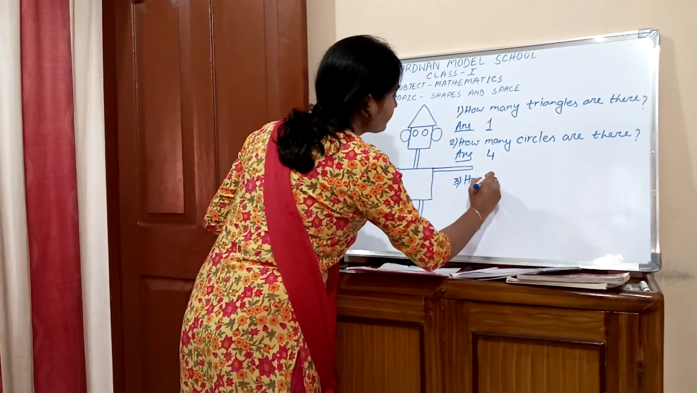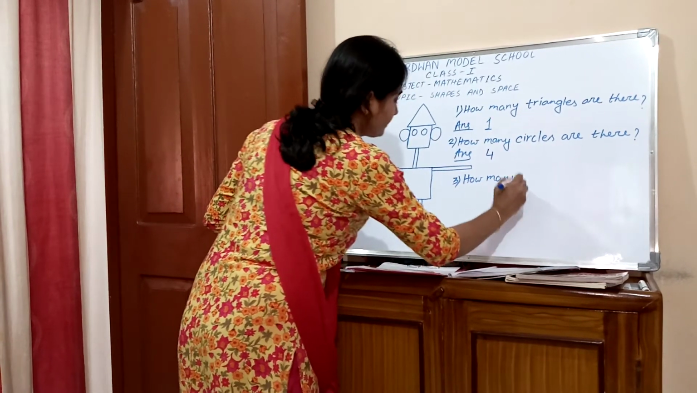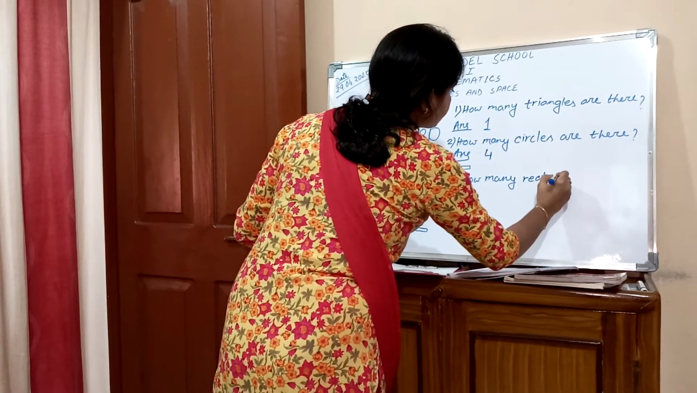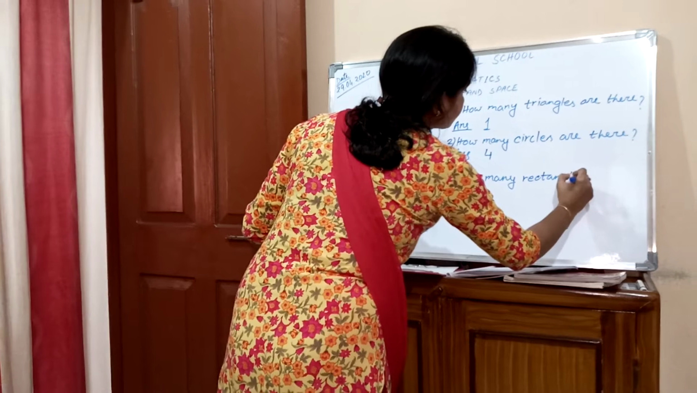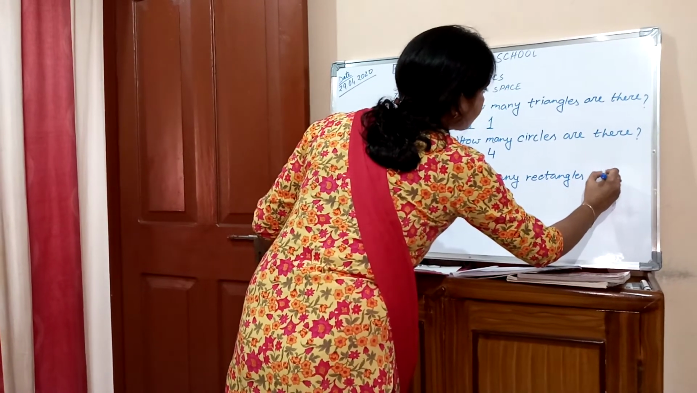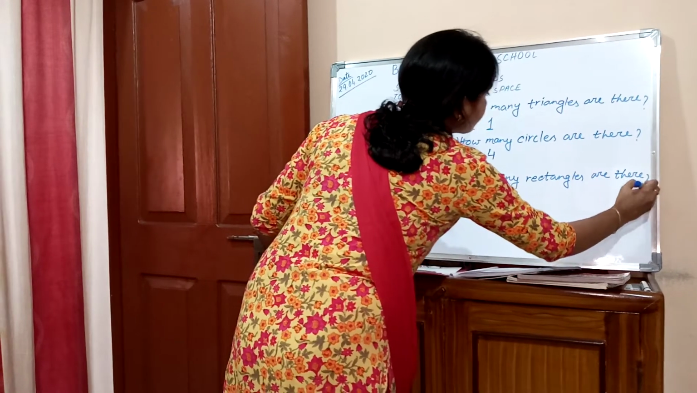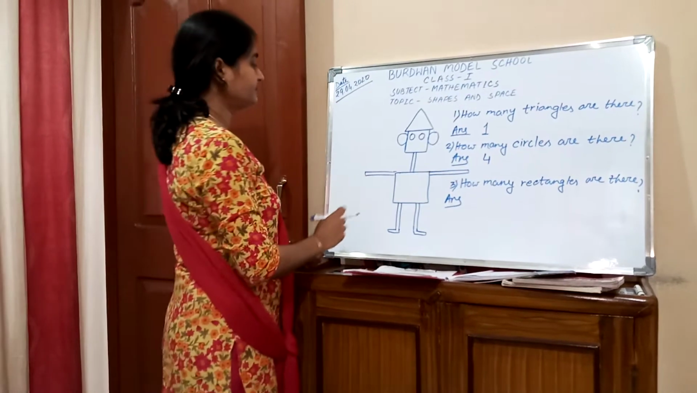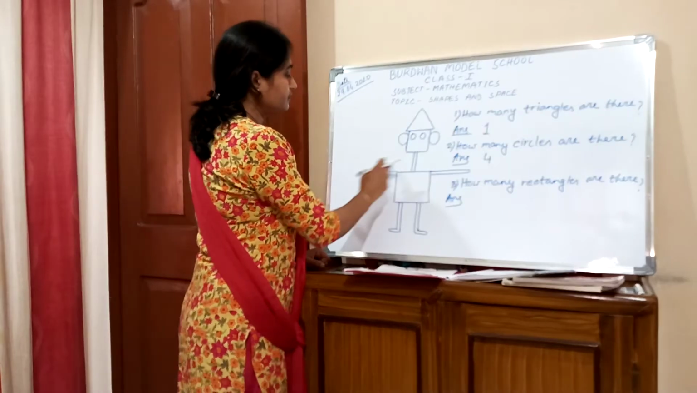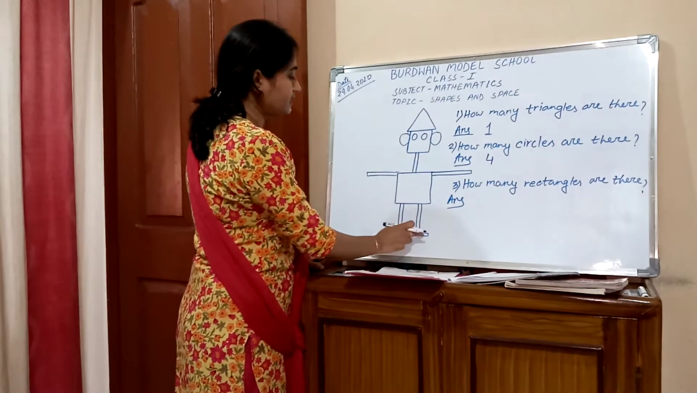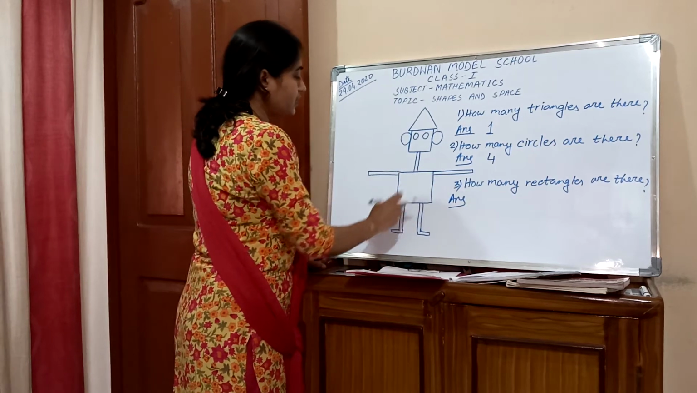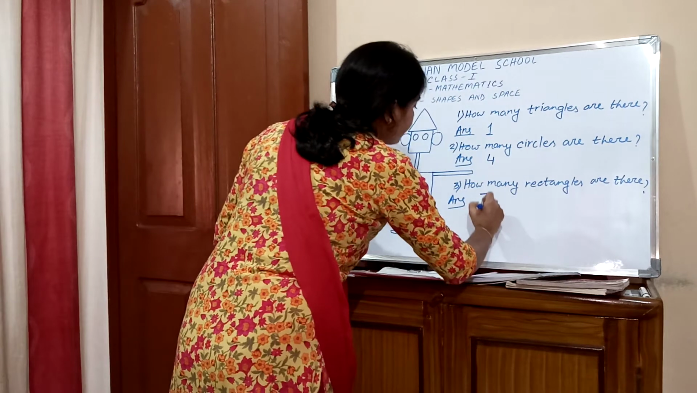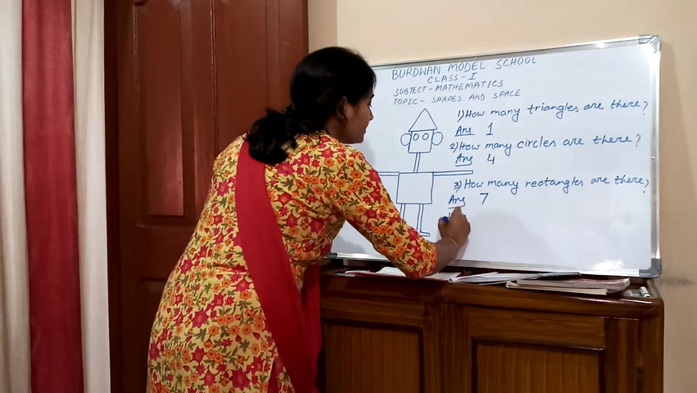Now the question number 3. How many rectangles are there? Please count. This is a rectangle. This and this. So count it. 1, 2, 3, 4, 5, 6, 7. Then how many rectangles are there? 7 rectangles.